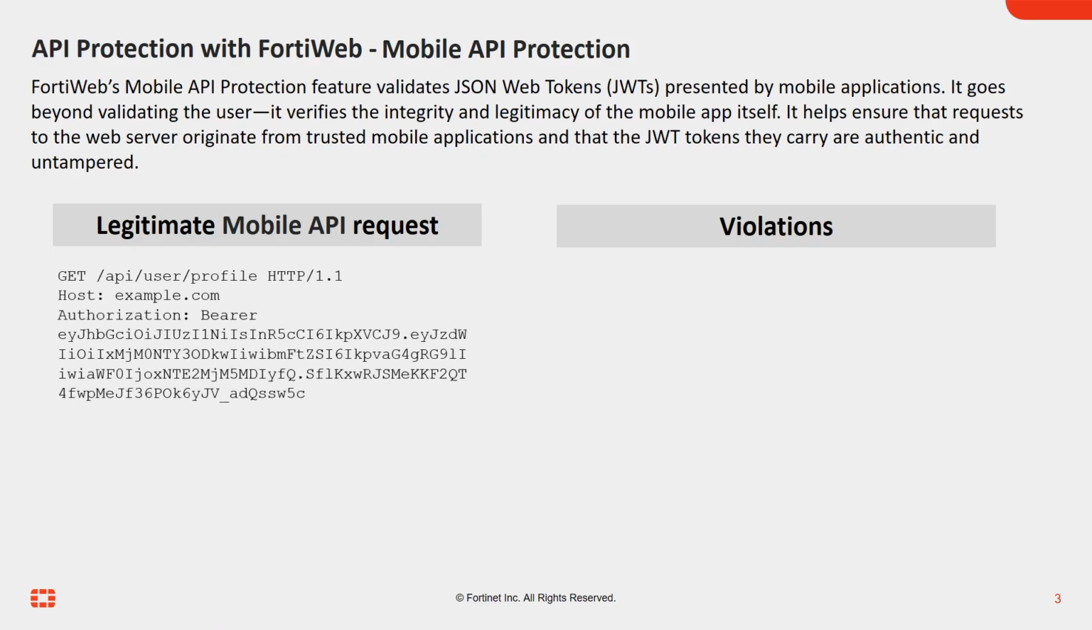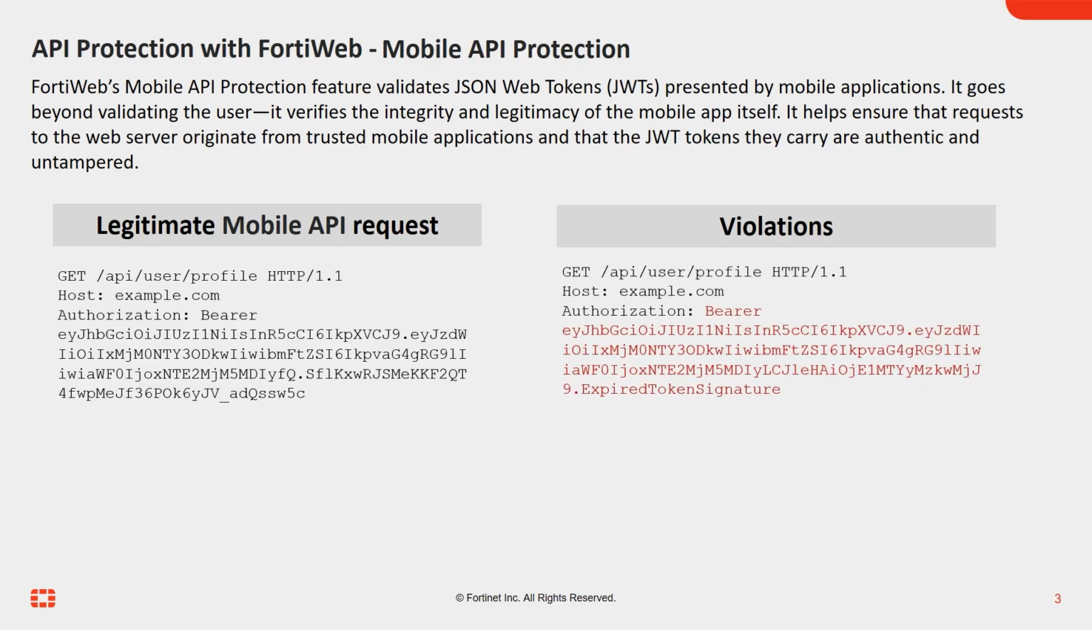Your mobile application communicates with the backend API using JSON Web Tokens for authentication. A typical request might look like the figure on the left. In this case, an attacker or a misconfigured client sends a request without a JSON Web Token, or a request with an expired JWT. FortiWeb flags the request as no token or invalid token, then blocks it, ensuring that only authenticated requests are processed.